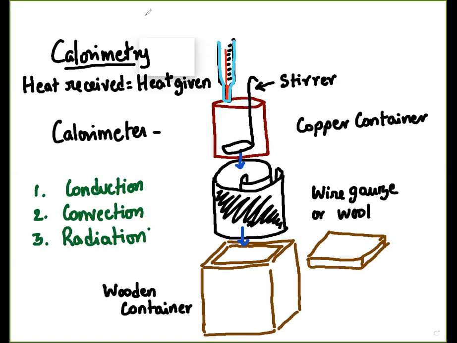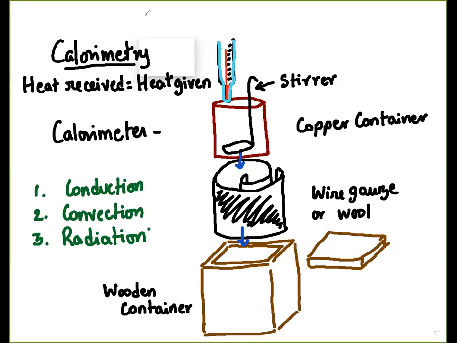Within this wire gauze or wool layer goes a copper container. So that is where there is a slight break, because the wooden container is a poor conductor of heat, the wire gauze is also a poor conductor of heat, but the copper container is not a poor conductor of heat. In fact, copper is a good conductor of heat. So there is something slightly different going on. We will come to that later when we discuss the actual calorimetry experiment. Meanwhile, you can think about it.